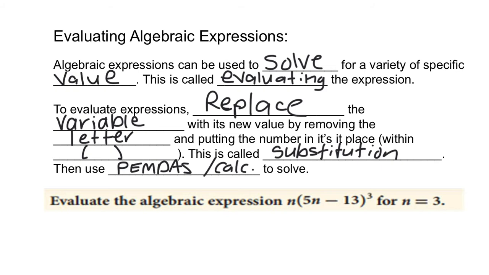So, for example, in this one down here where they tell us to evaluate this expression for n equals 3. That means everywhere there's an n in this, I'm going to replace it with 3. So I'm going to go 3 in place of the first n. I'm going to keep the parenthesis in the 5. Where the next n is, I'm going to put a 3.